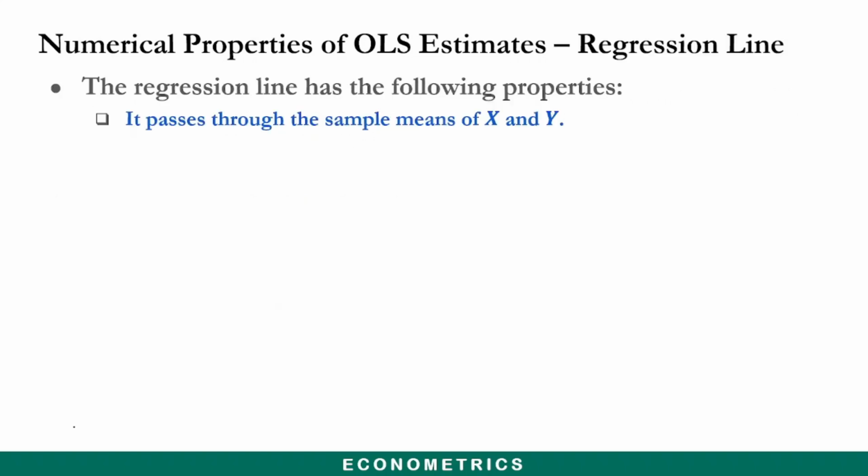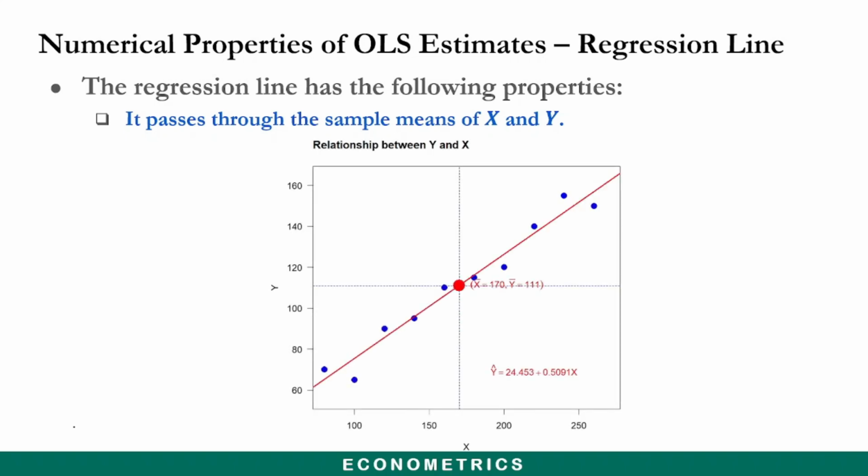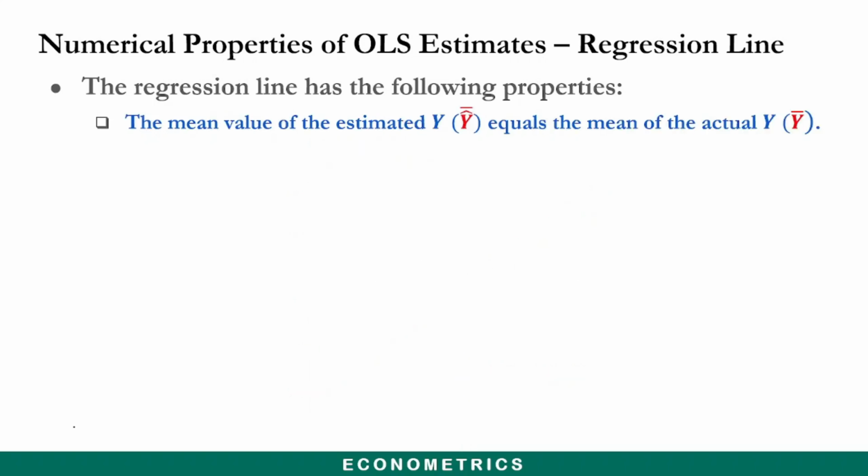Now, the regression line in itself also has the following properties. It passes through the sample means of X and Y. This means if you draw the regression line or the line of best fit in the scatter diagram, you will find out that this line passes through the mean of the dependent variable and that of the independent variable. Also, the mean value of the estimated Y equals the mean of the actual Y.